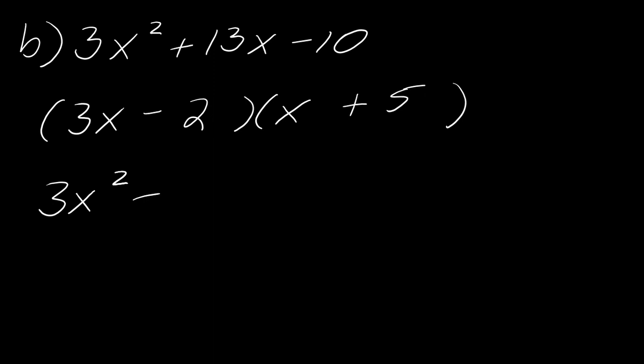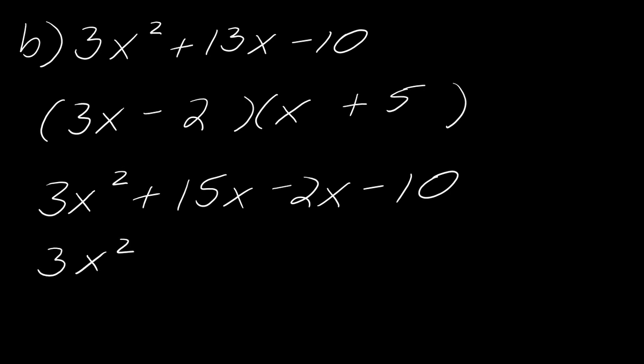I get 3x squared, 15x minus 2x minus 10. And so that gets me indeed what I need. So this one is plus 13x minus 10. So this worked out. If you did any other combination, like if I made the 5 negative and the 2 positive, I would have gotten the wrong middle term, but that's an easy fix, right? So these are the things that you want to think through when you're doing this.